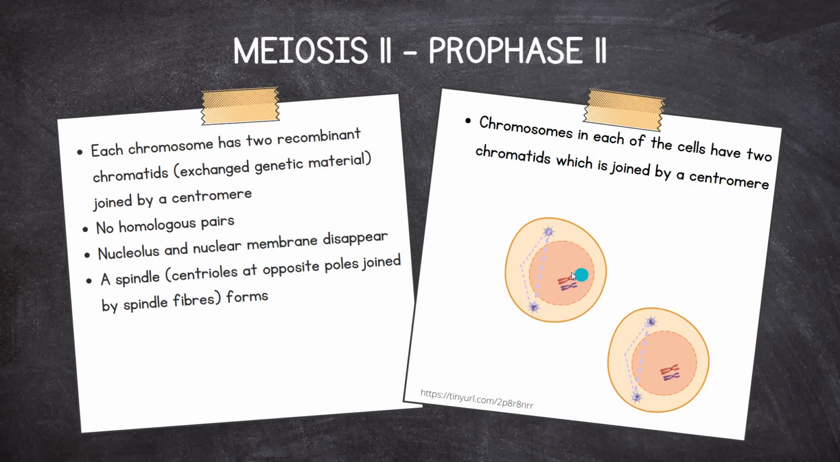And, okay, so there are no homologous pairs, remember, because those homologous pairs split up in meiosis 1, and a nucleolus and nuclear membrane now start to disappear, and the spindle will begin to form from the centrioles at the opposite poles joined by the spindle fibers. Okay, chromosomes in each of the cells have 2 chromatids, which are joined by a centromere, just like in the previous slide.